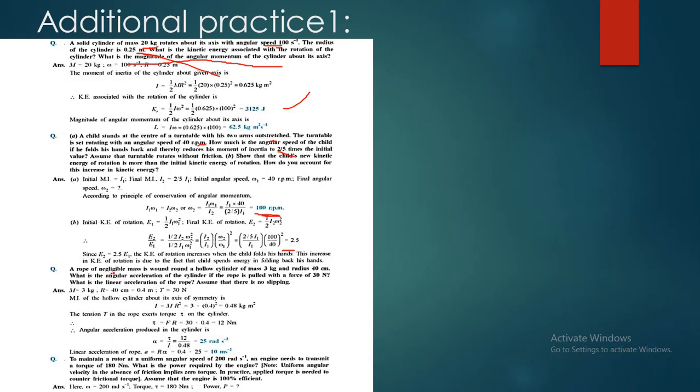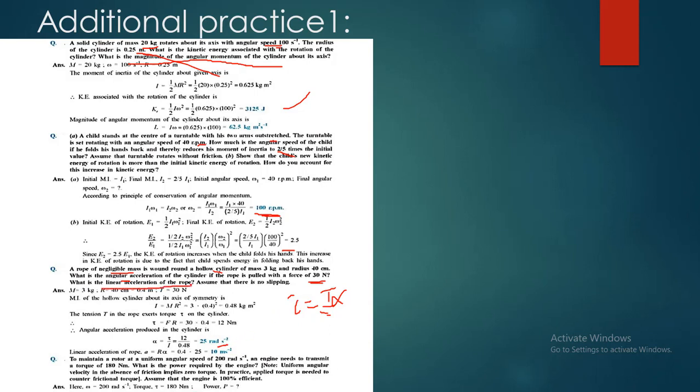And here we are having a rope of negligible mass. It is wound around a hollow cylinder of that mass and radius 40. What is the angular acceleration of the cylinder if the rope is pulled with a force of that? We know the torque concepts, that torque is equal to moment of inertia times angular acceleration. The question tells us to find angular acceleration. We have the torque, since we are told it is pulled with a force of 30 Newton. The moment of inertia, this being a hollow cylinder, is m r squared. So we have everything, we put in the numbers, and we get the angular acceleration.